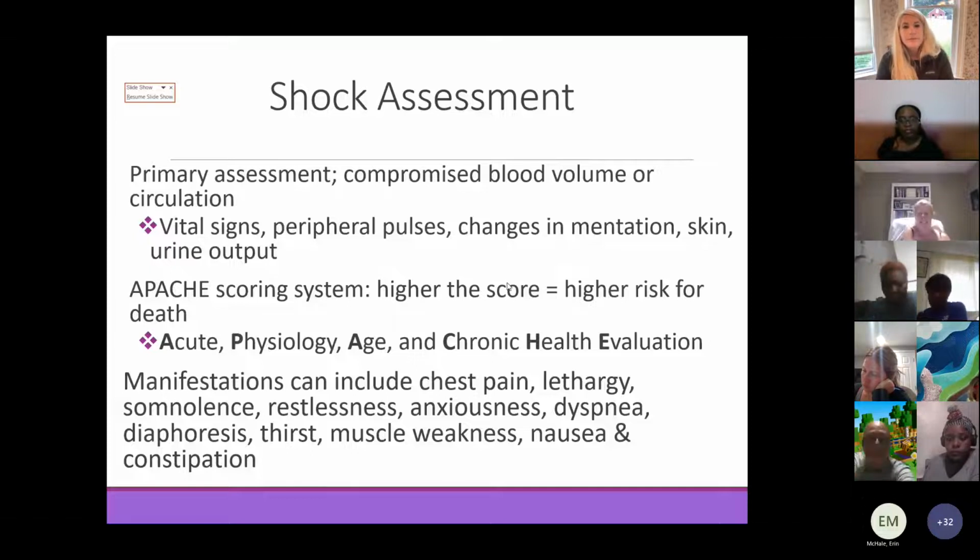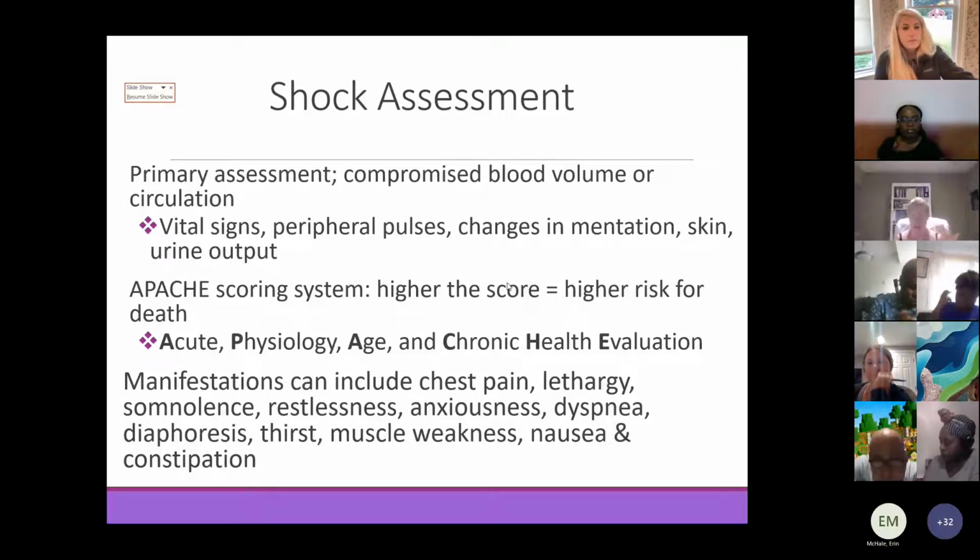Things that you may see with the patient: they may say that they're having chest pain, especially if their heart is being deprived of oxygen and they're having an MI. They may be extremely lethargic. They may be very restless because of that lack of oxygen. They may be anxious. They may definitely be short of breath with exertion or at rest. They could be sweating. They may be complaining that they're very thirsty, because remember the hypovolemia, especially if they're dehydrated. They may have nausea, constipation, and then muscle weakness.